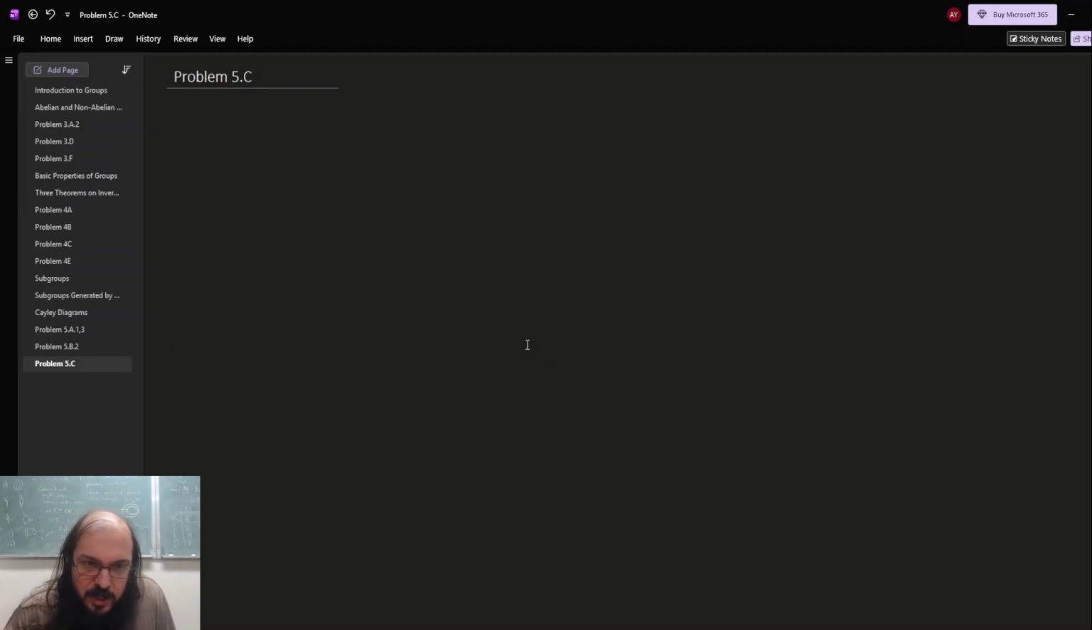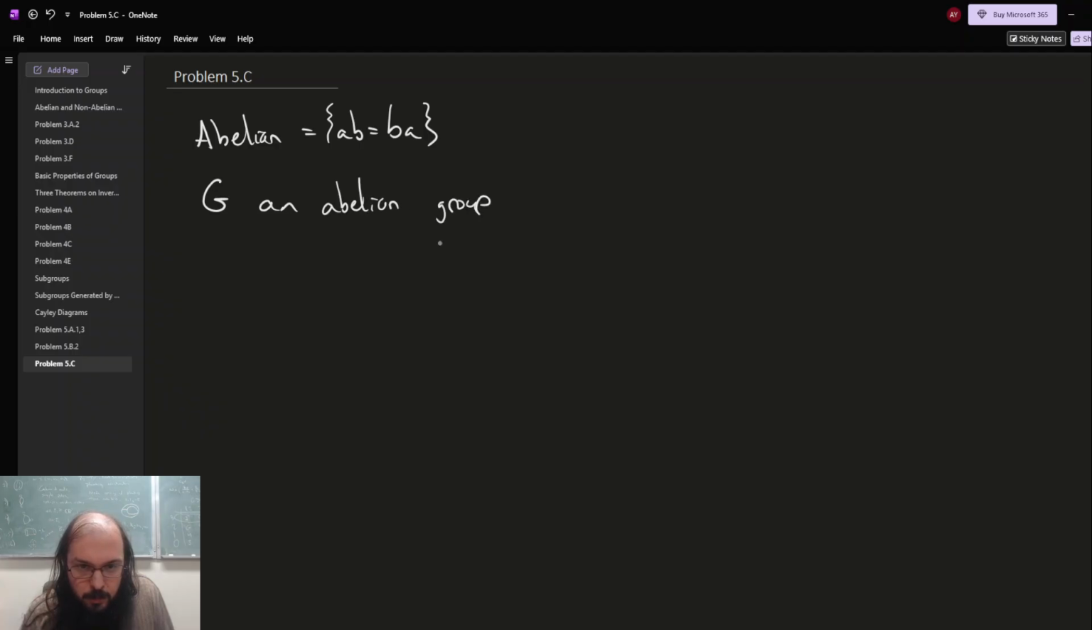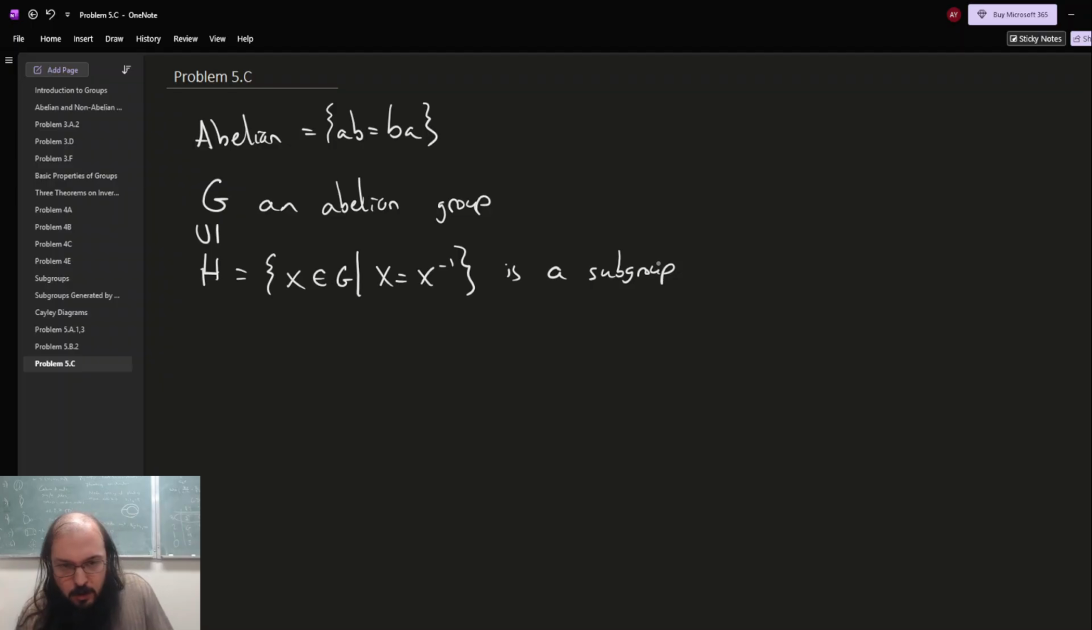In this problem, we turn our attention to abelian groups. We remember that abelian means commutative. And in this question, we're asked to consider, in any abelian group, we don't know what the group is, that the subset H of x's with x equals x inverse is a subgroup. So in other words, the set of elements which are their own inverses.